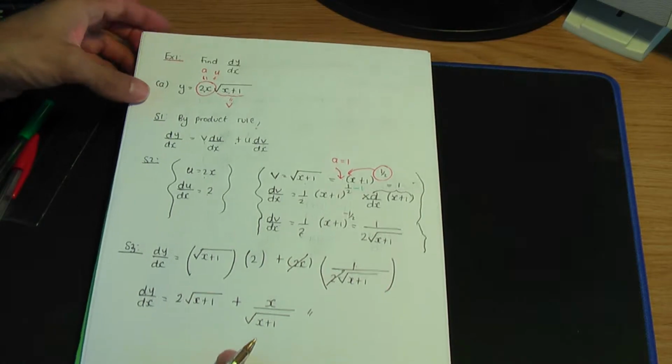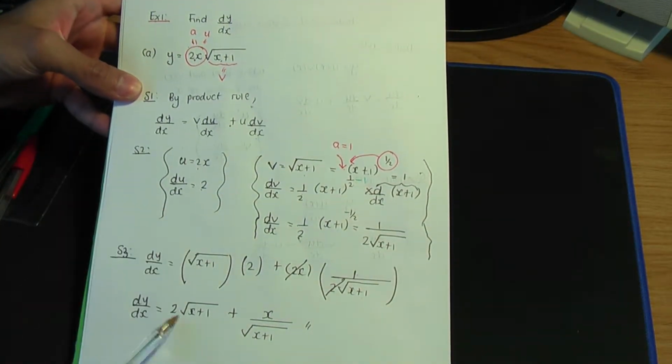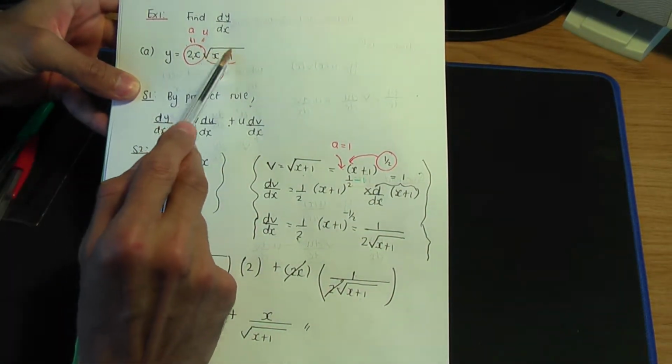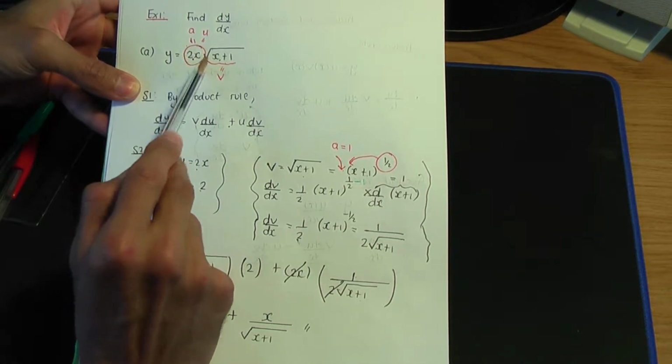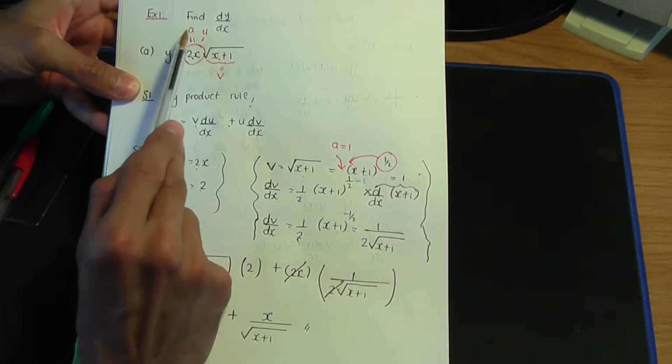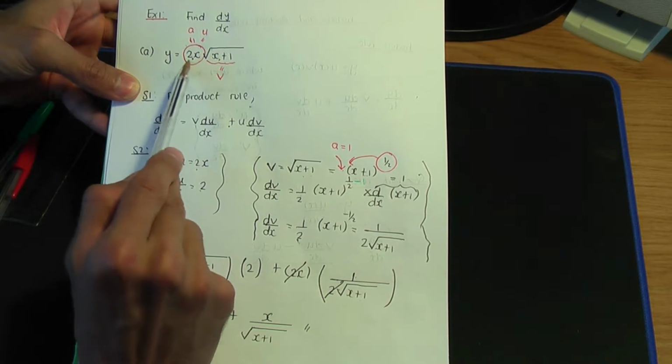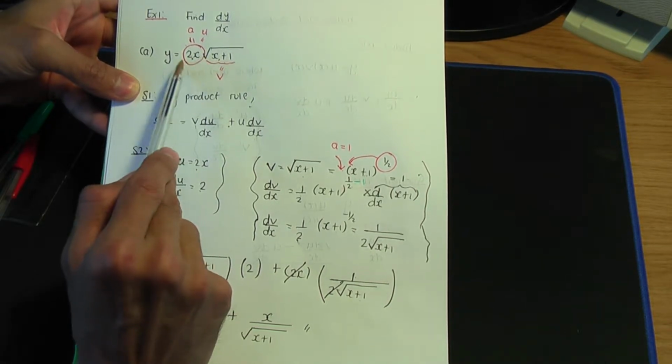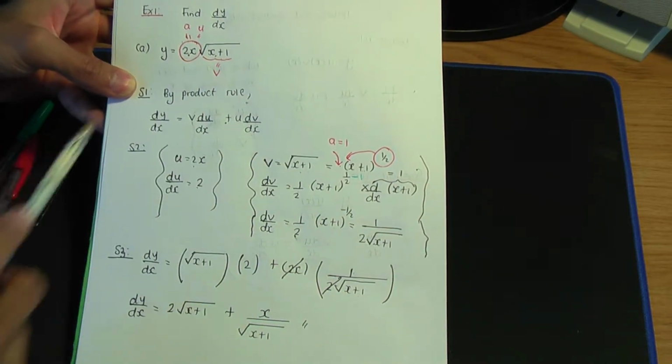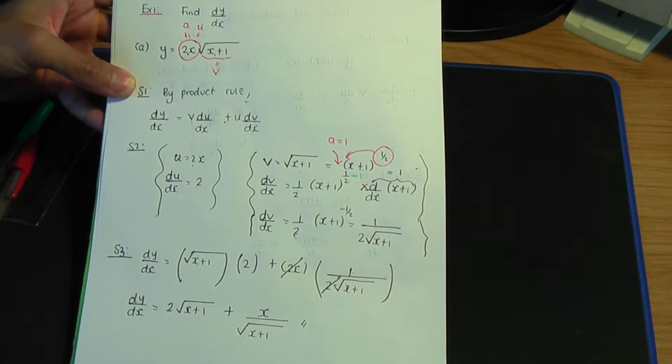Just to go back quickly, we applied the product rule purely because the term in front of our function is a function of x. So our a, in other words, is a function of x, it's 2x. And since we have a product of two functions, that is the very reason why we applied the product rule.